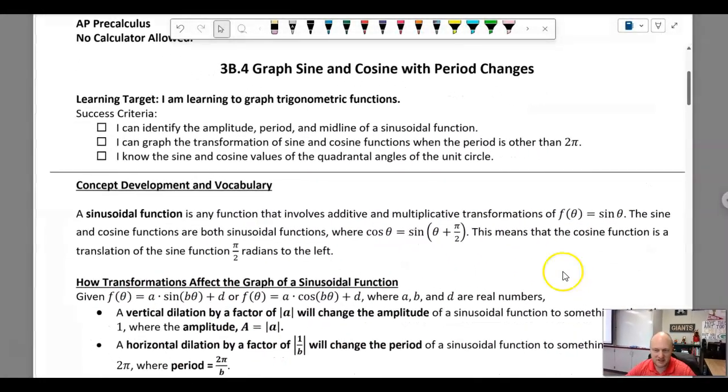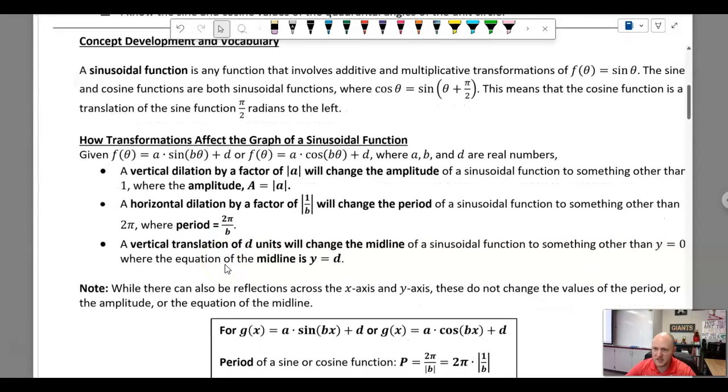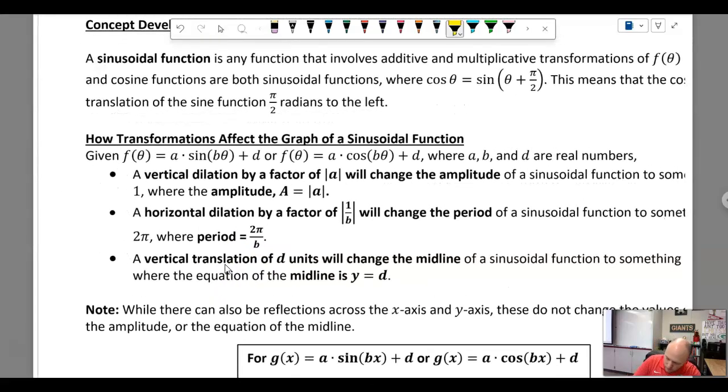Just a reminder that sinusoidal functions are functions that involve sine or cosine, additive and multiplicative transformations of sine. And because sine and cosine are just a horizontal transformation of each other, they're both sinusoidal functions. Remember, here are the parameters for sine and cosine. We have a, b, a c parameter, which we'll talk about in a future video, and a d parameter. A is going to be amplitude. It's always the absolute value, so even if a is negative, your amplitude is the positive version of that.